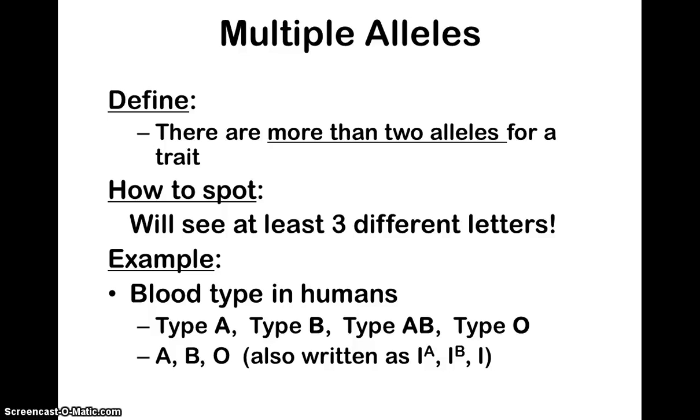All right, so moving on from dominance, from really looking at dominant ones, sometimes we have multiple alleles. So when there's more than 2 alleles for a trait, so not just red or white, for example, there's going to be more than 2. And so here we're going to have at least 3 different letters. That's pretty much the easiest way to tell if you have a multiple allele.